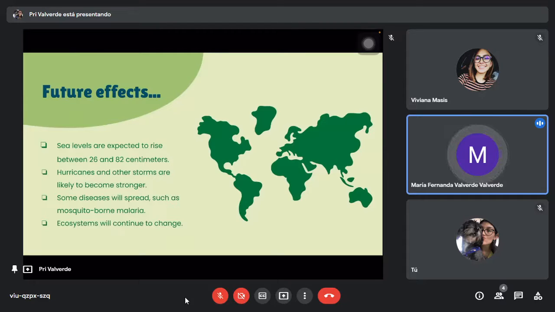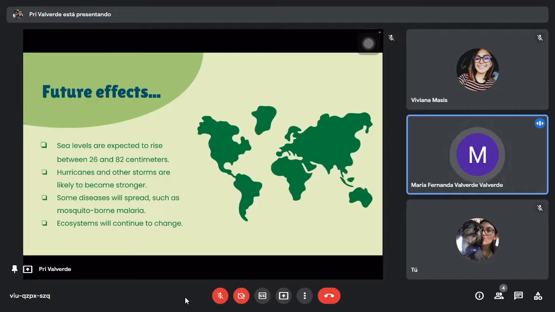Okay, and these effects that I just mentioned are some of the big list of consequences that are happening right now. But if the world's population continues how it is today, other effects could take place in incoming years. For example, sea levels are expected to rise between 26 and 82 centimeters or higher by the end of the century. Hurricanes and other storms are likely to become stronger, and floods and droughts will become more common. Then we have that some diseases will spread.